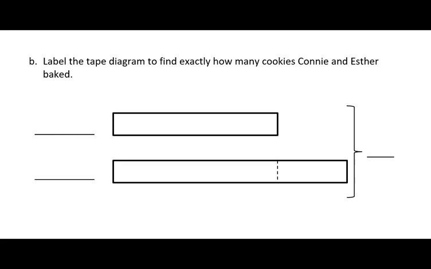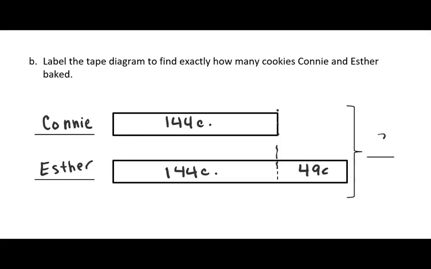Now we're going to find the exact numbers, knowing that our final sum should be somewhat around 330. So again, we'll fill in the tape diagram. We know that Connie baked 144 cookies. Esther baked 49 cookies more than Connie. We get Esther's name in there. And again, we need to combine both girls' amounts to find the total number of cookies that they baked.